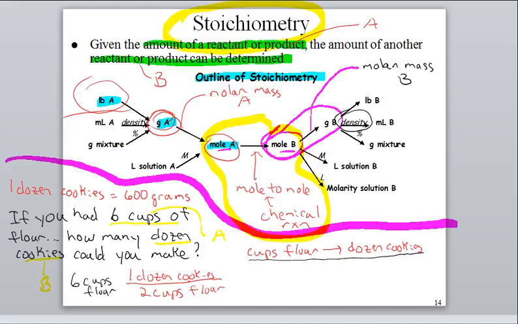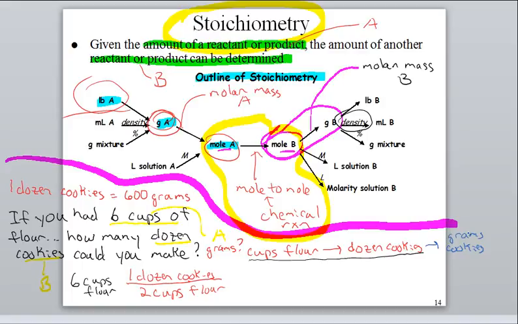What if the problem also wanted to know how many grams of cookies could be made? So we already have our B information, but what if it also wanted to know how many grams? So we'll put a little question mark there. So we need one more relationship where we're going to take dozen cookies into grams of cookies.